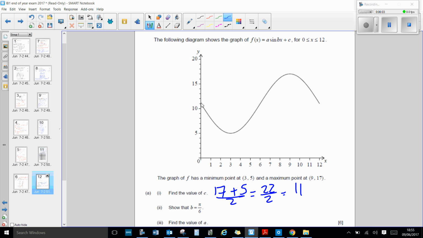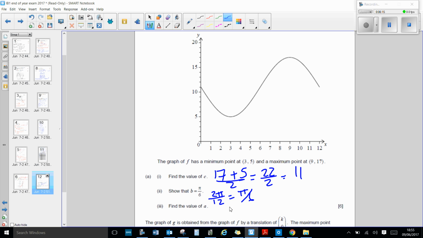Show that B is pi over 6. We can see that our full cycle takes 12 units. Normally it would take 2 pi, so it's 2 pi over 12, which gives pi over 6. Find the value of A.